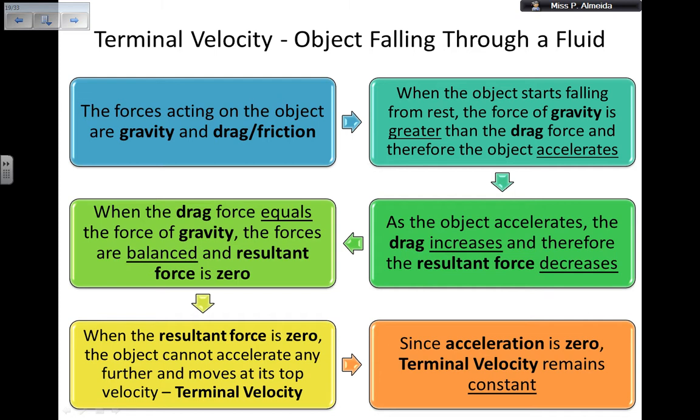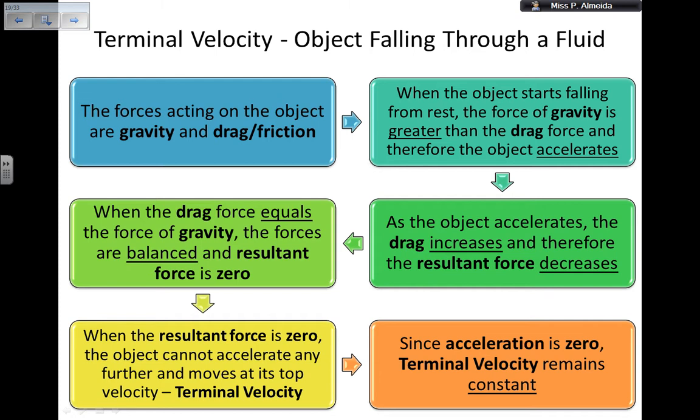So the resultant force is going to be 0. When the resultant force is 0, remember Newton's second law, force equals mass times acceleration. If the resultant force is 0, the object cannot accelerate any further because it has no acceleration, and it moves at its top velocity, and that velocity is known as the terminal velocity. So it cannot go further than that.